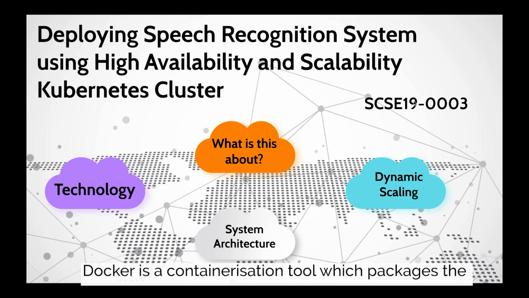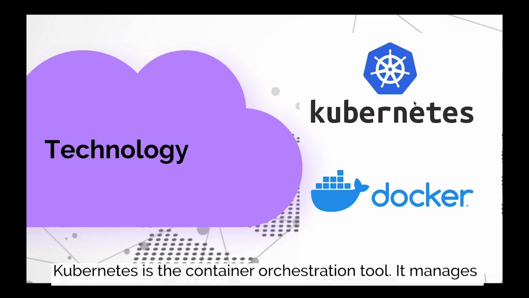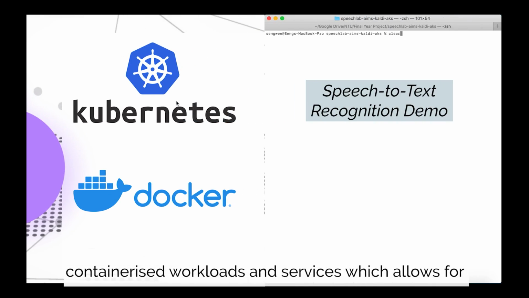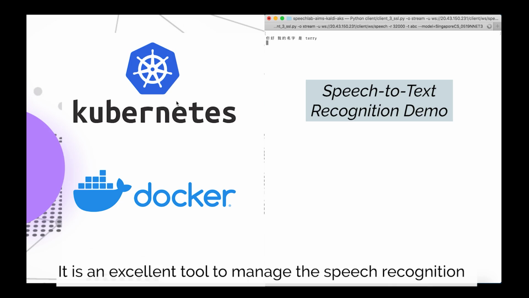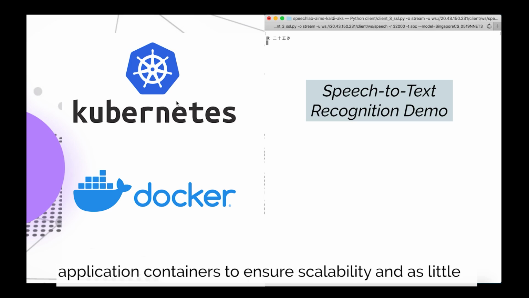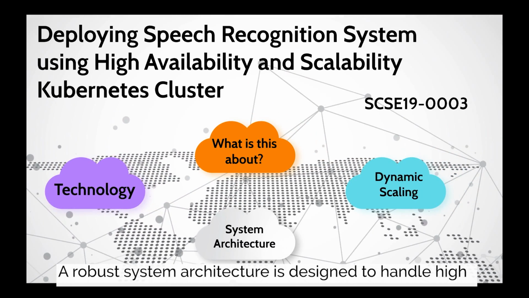Docker is a containerization tool which packages the speech-to-text recognition system into a container image. Kubernetes is the container orchestration tool. It manages containerized workloads and services, which allows for declarative configuration and automation. It is an excellent tool to manage the speech recognition application containers to ensure scalability and as little downtime as possible.